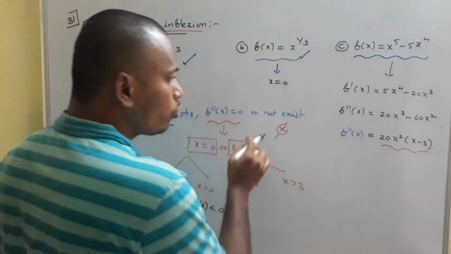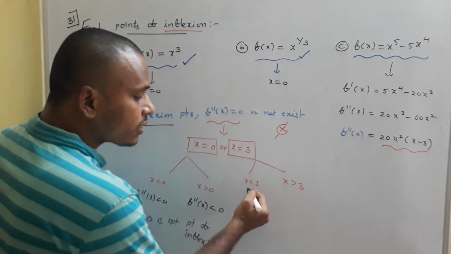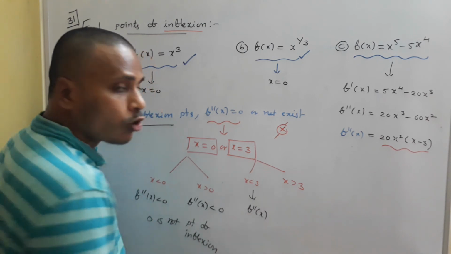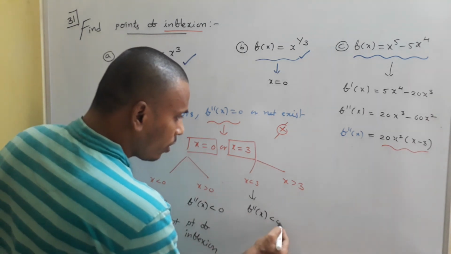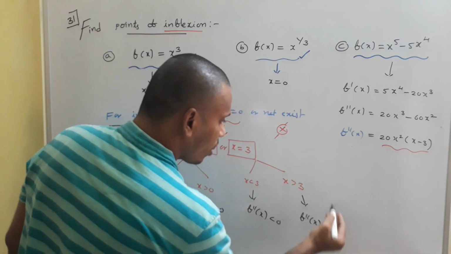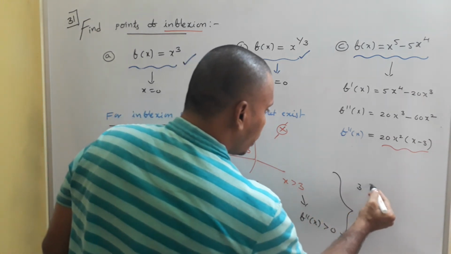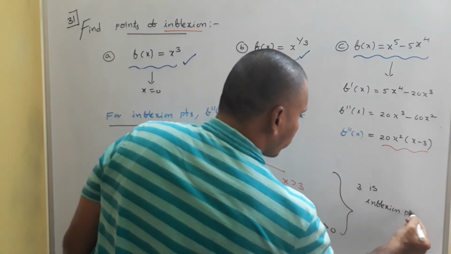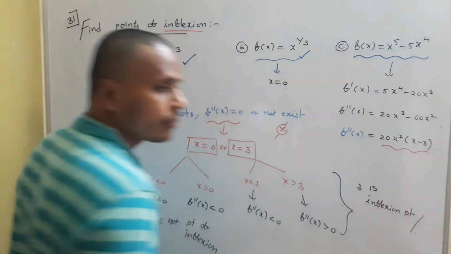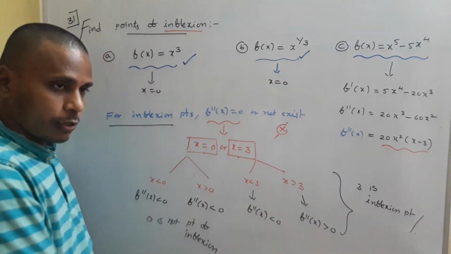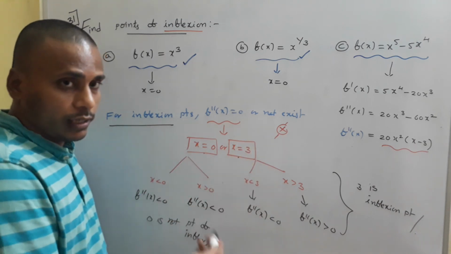But whereas coming to this 3, okay, if x less than 3, what will happen? If x less than 3, f double dash of x is negative. If x greater than 3, f double dash of x is positive. And from this we confirm that 3 is an inflection point. Okay, so sometimes a second order critical point may not become an inflection point, and this is an example for that. Have a look.